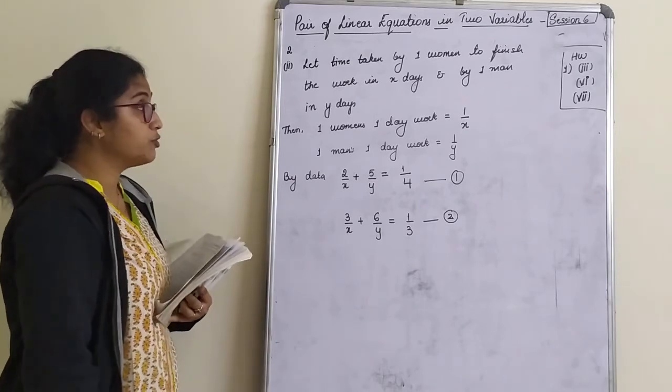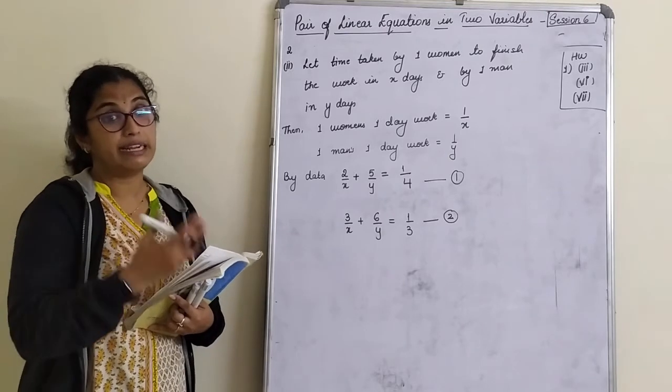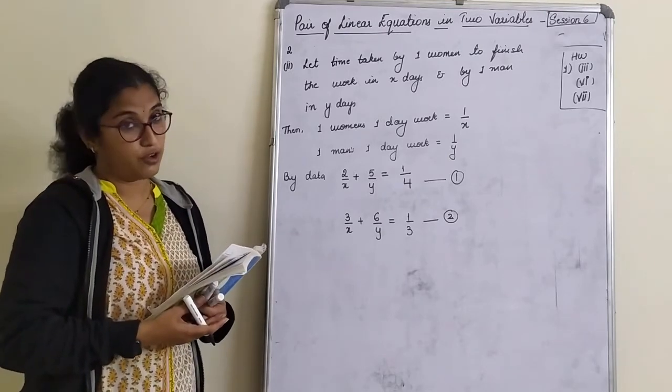So this is how you solve it. Since you got the equation in this form, you have to solve it by reducing them to pair of linear equation forms only.